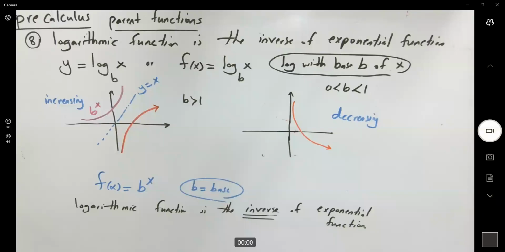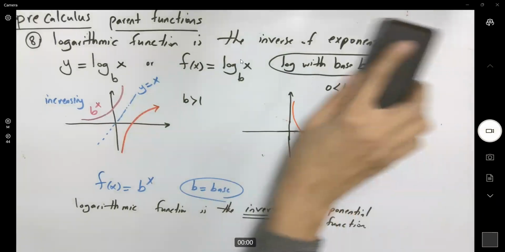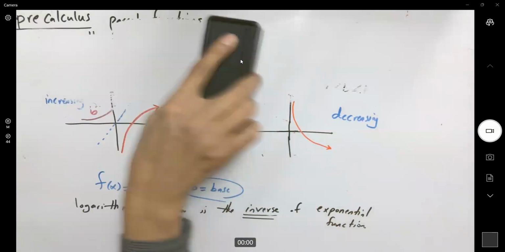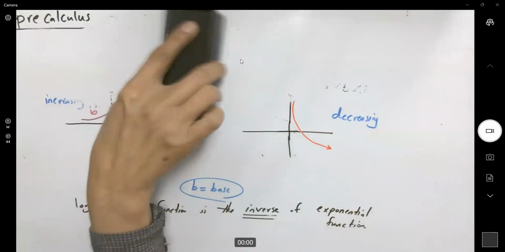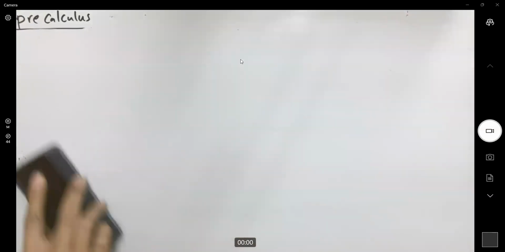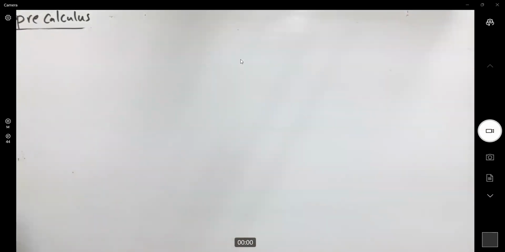Now let us talk about the transformation of functions. How do we define transformation, and what's the relation between functions and their transformations?